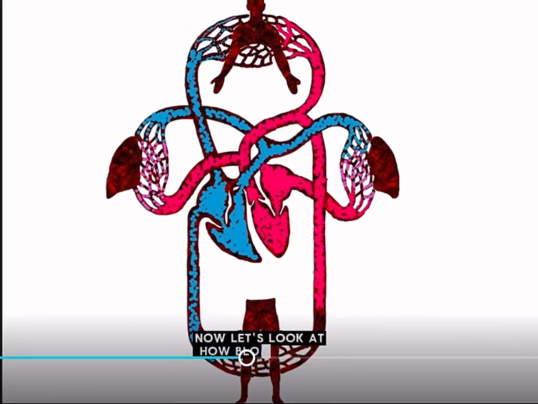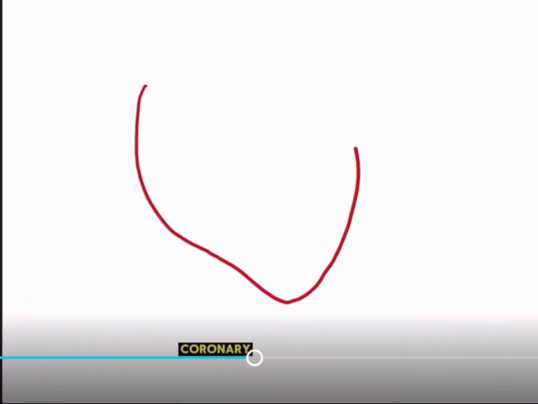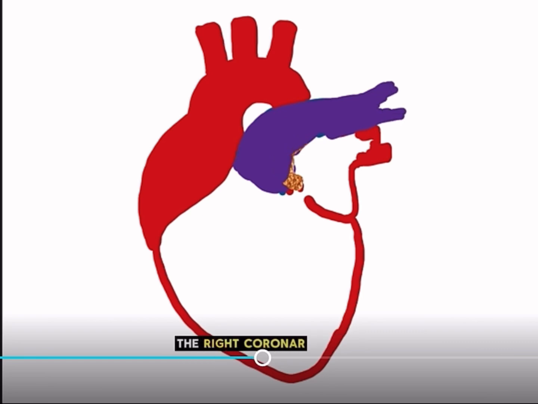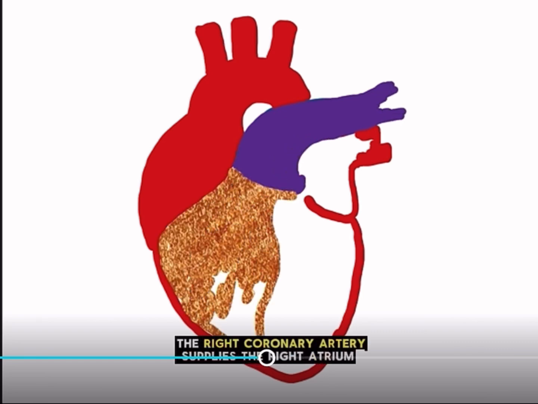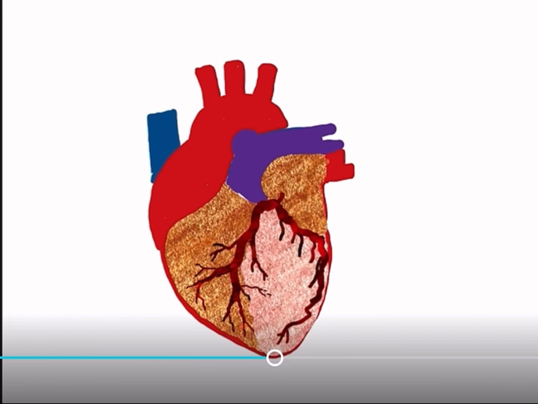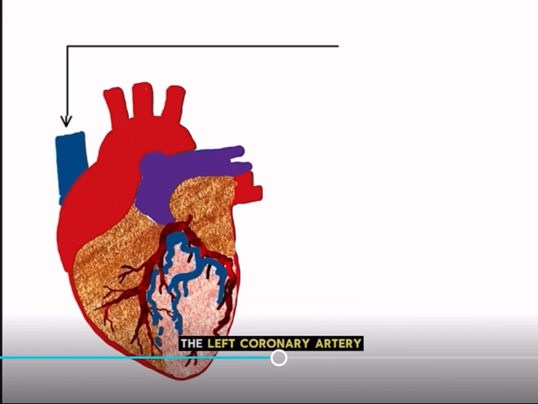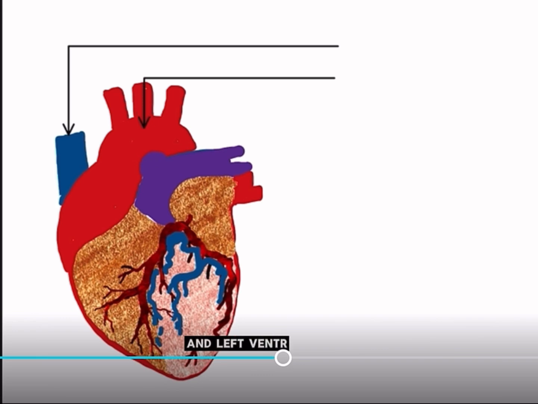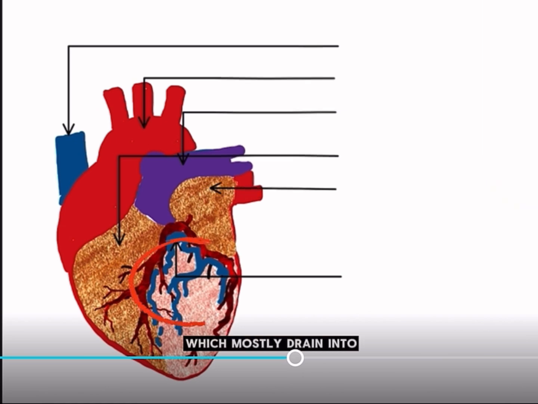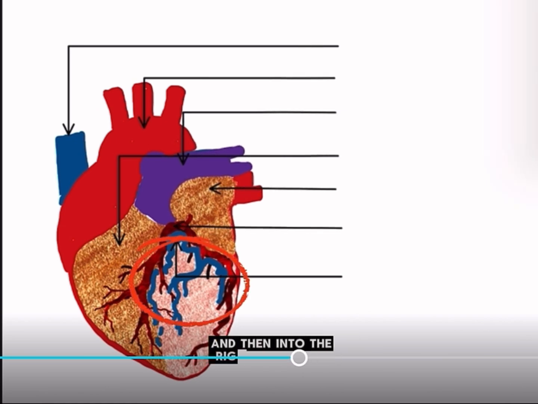Now let's look at how blood flows to the heart. Coronary arteries supply oxygenated blood to the heart muscles. The right coronary artery supplies the right atrium, right ventricle, and the heart's conduction system nodes. The left coronary artery supplies the left atrium and left ventricle. After delivering oxygen, the deoxygenated blood is carried away by veins, which mostly drain into the coronary sinus and then into the right atrium.